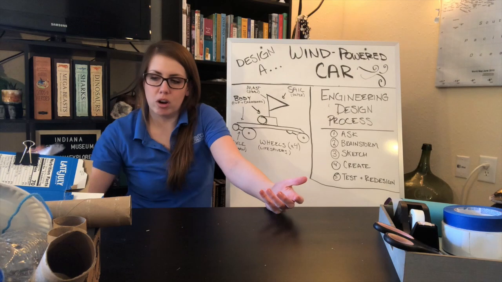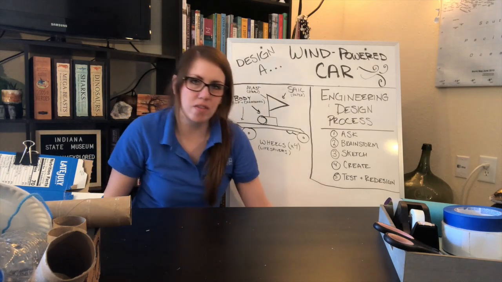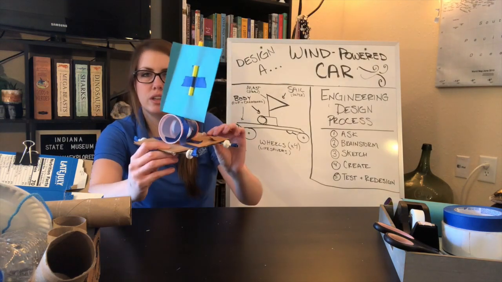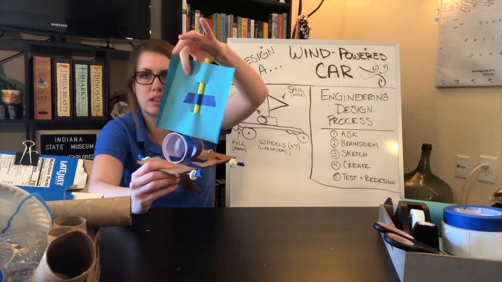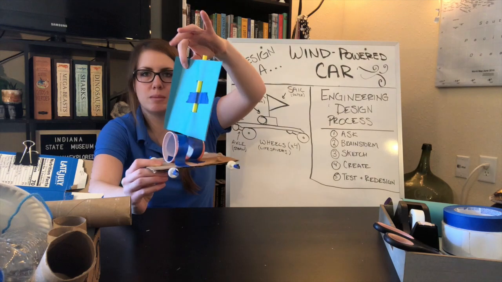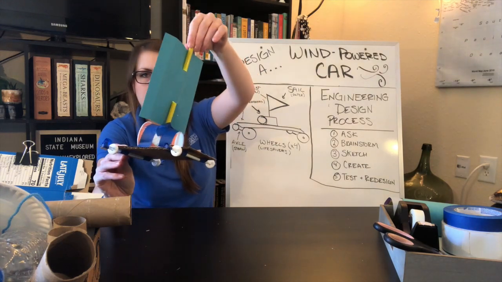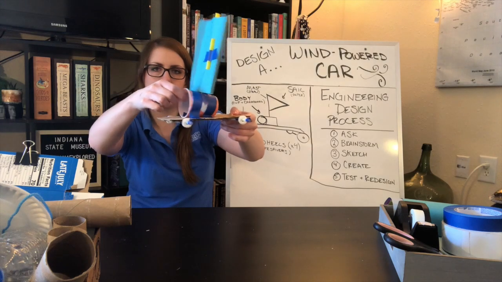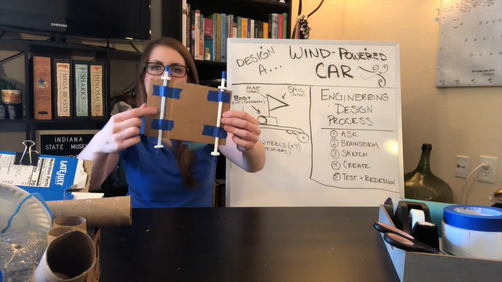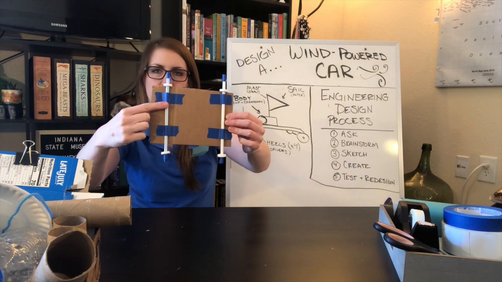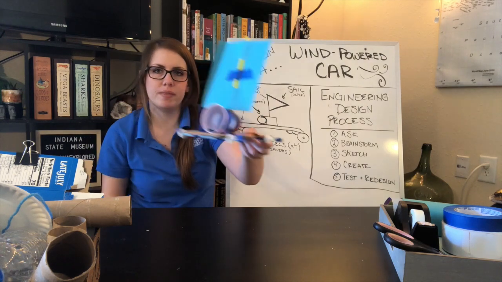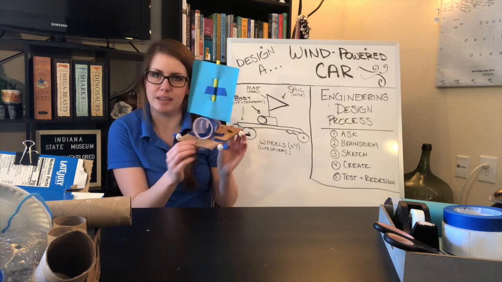So gather up your objects. For me, I've already created my car today. I'll show you the different parts. I stuck with the construction paper as my sail. I've got my plastic straw as my mast. The body of my car is a little paper cup and a piece of cardboard. And then on the bottom, as you can see, I've taped on my axles, and here are my wheels right here. So this is my finished design.